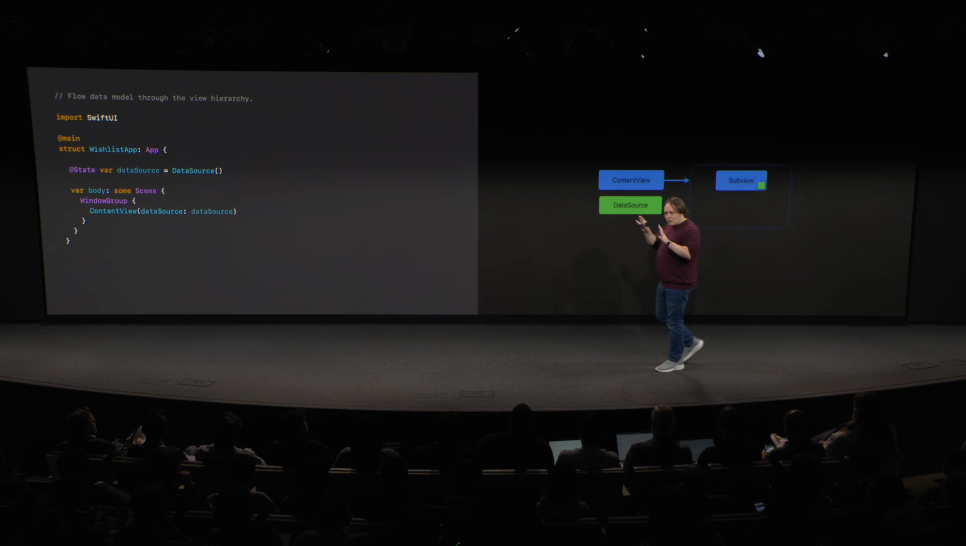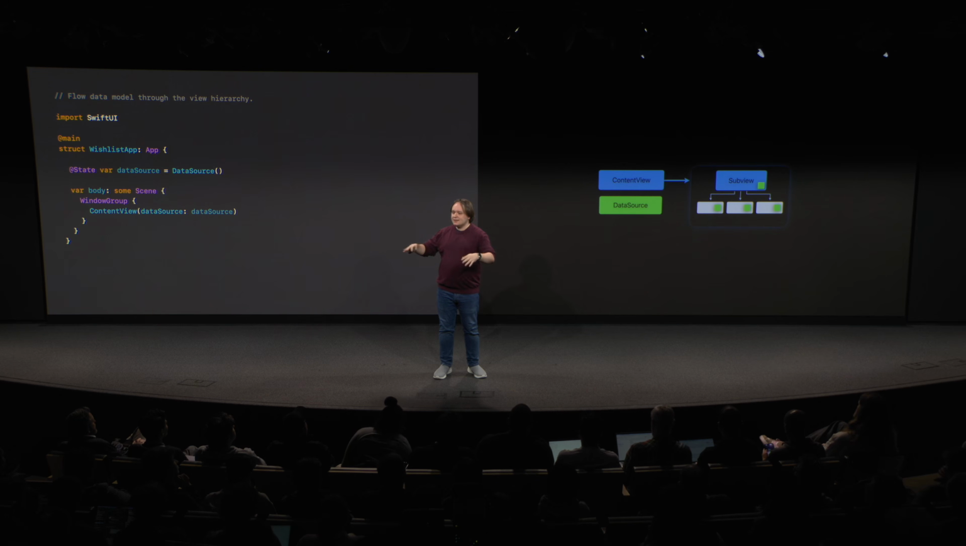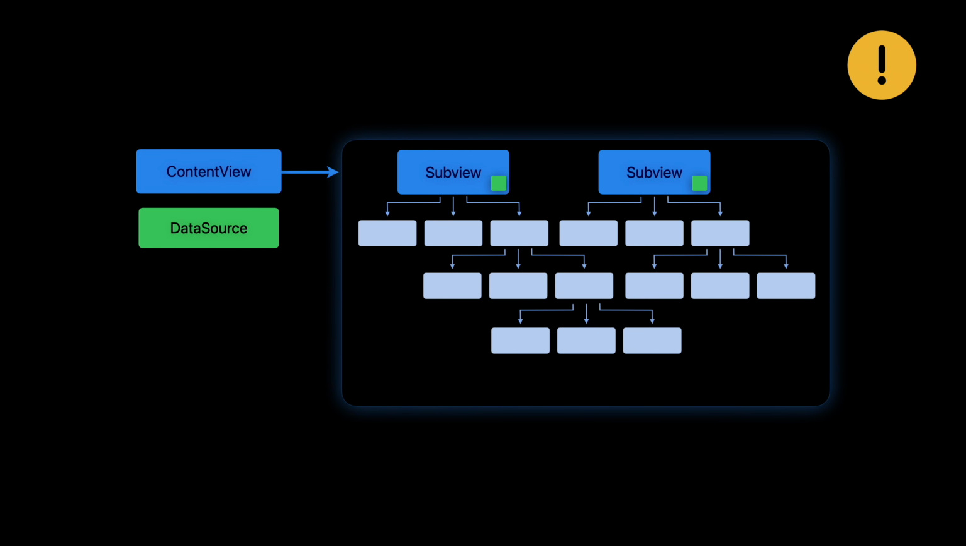Now, this might work well for very simple view hierarchies. In this app, different parts of the UI may need to get access to the data source, for example, to get the full list of trips. And with a very simple view hierarchy, it's perfectly reasonable to just pass an object like data source down to the views that need it. But as an app grows in complexity, this approach might start to become cumbersome.